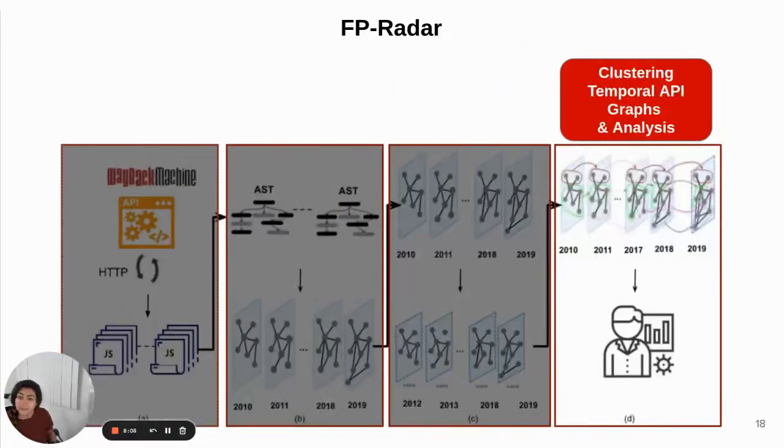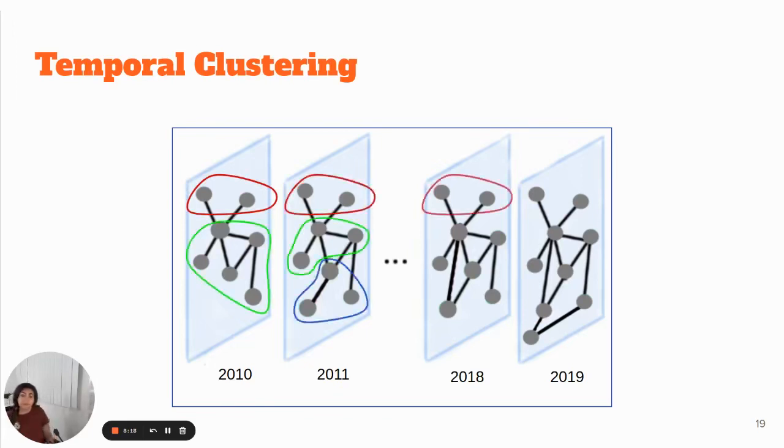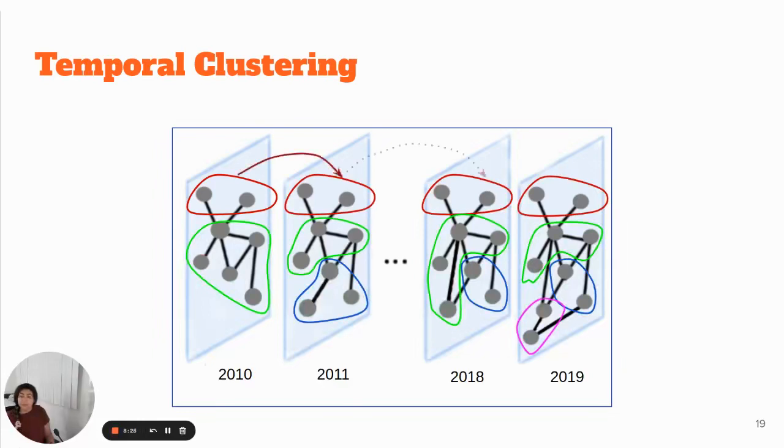The next step is temporal clustering. Here we have our temporal graphs, starting from 2010 to 2019. FPRadar non-temporally clustered the graph based on the Louvain method, which partitioned the graph at each snapshot such that the modularity is maximized between clusters. And then FPRadar links clusters across consecutive years together to form temporal clusters. Specifically, FPRadar links clusters together if their Jaccard similarity is more than a threshold.